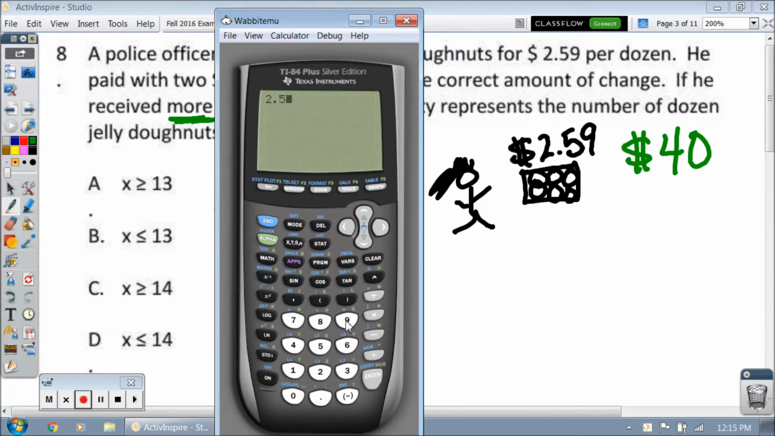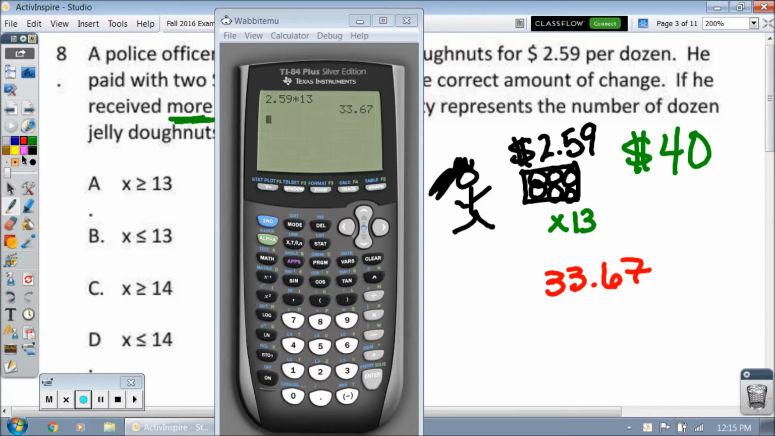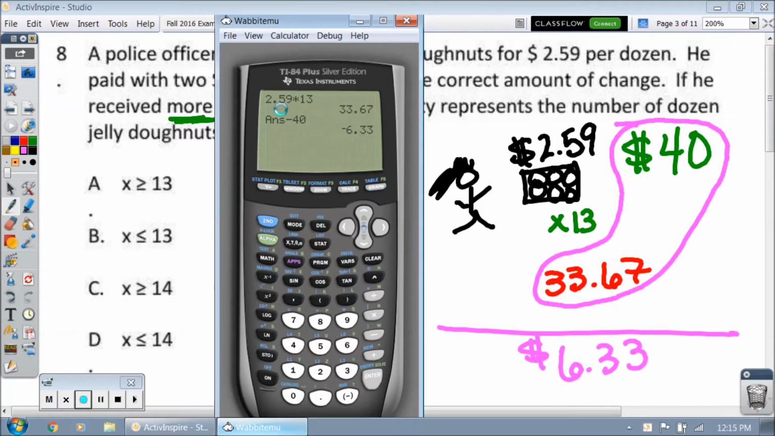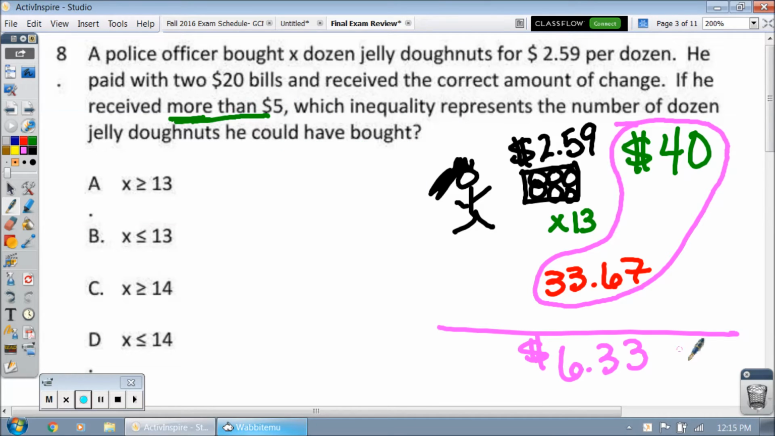So if I take $2.59 and multiply it times 13 boxes of donuts, so let's pretend he bought 13 boxes of these. He would have spent, and we'll do this in red, if I take what he has and subtract what he spent, well, I have to do $40, he would get back $6.33.